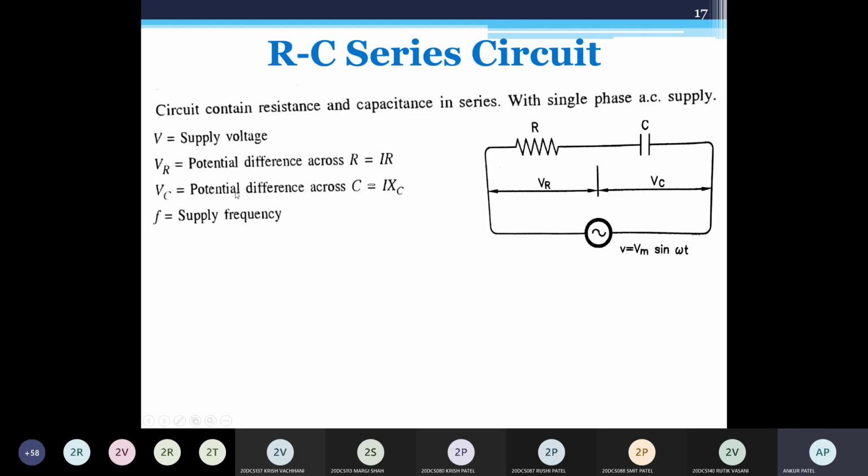RC series circuit. R and C are connected in series across a sinusoidal voltage V equal to Vm sin omega t. V is the supply voltage, VR is the potential difference across R, I into R, VC is I into XC. Now I want to plot the phasor diagram. Can anyone tell me what I will do?